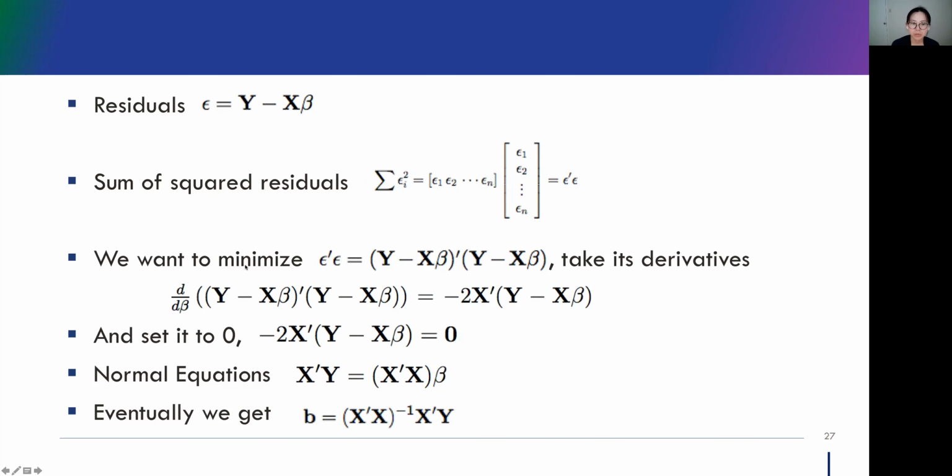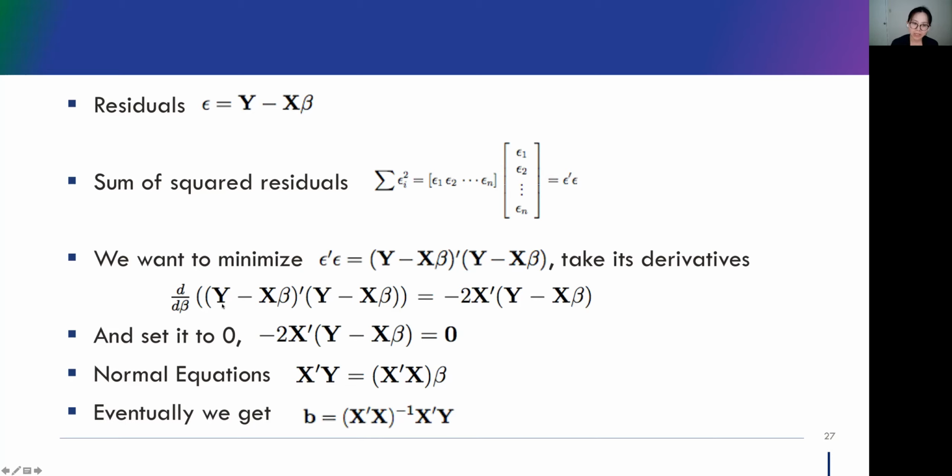And we want to minimize this RSS, the residual sum of squares. We just write epsilon as y minus X beta, then take the prime and multiply by epsilon again. The next step is to take its derivative. Take the derivative of this whole thing.